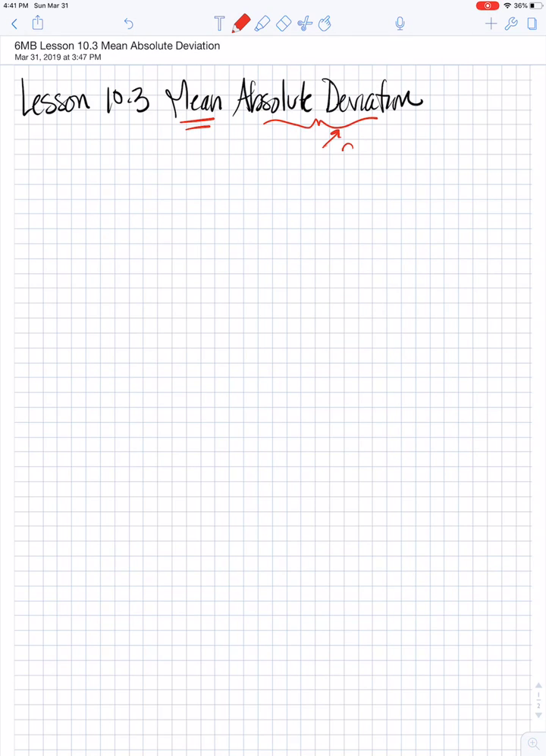Now, the word deviation, let's think about deviate. That's really just like how much a quantity sort of strays. You know, when you deviate from the road, you stray off of the road. So when we think about absolute deviation, it's an interesting measurement.